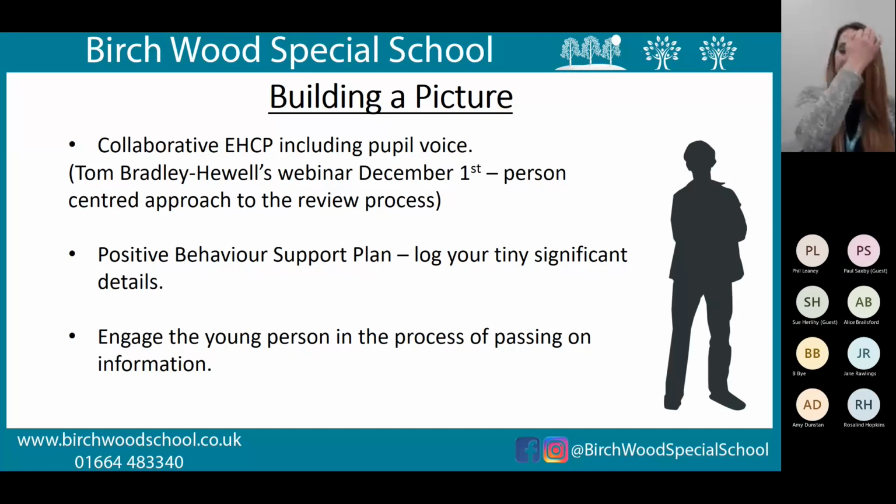Another helpful document for primary schools and special educational needs settings is a positive behaviour support plan. This can be a really fantastic way to detail the learning preferences of a young person and to pass on some of those tiny significant details that are quite easily taken for granted, but you undoubtedly know about the students that you've got.